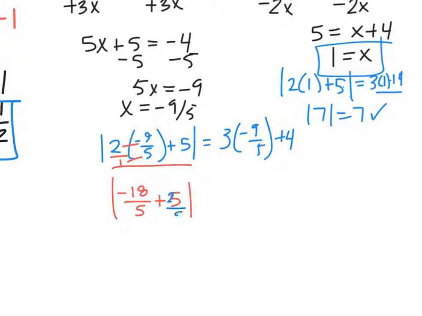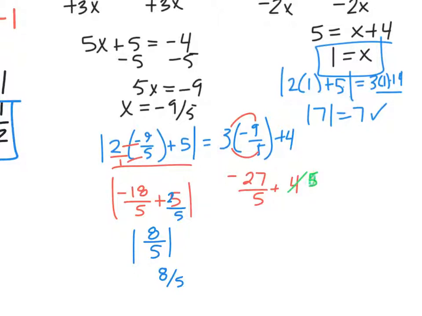So this is going to be 25/5. So this will be the absolute value of 25 minus 18, which is 7/5. So the left-hand side will be 7/5. Okay, now I'm going to try to find the right-hand side. So this will be negative 27/5 plus 4. I'm going to get a common denominator and write 20/5, because 4 is the same thing as 20/5. So this will be negative 7/5. So these two are not equal. That means my only solution is x equals 1, and negative 9/5 is extraneous.